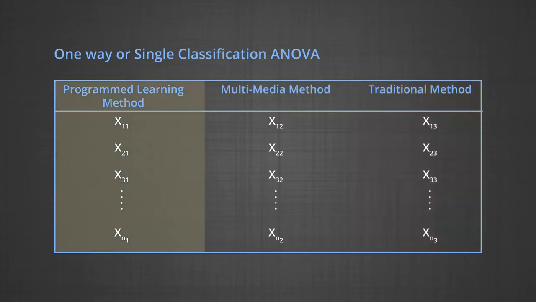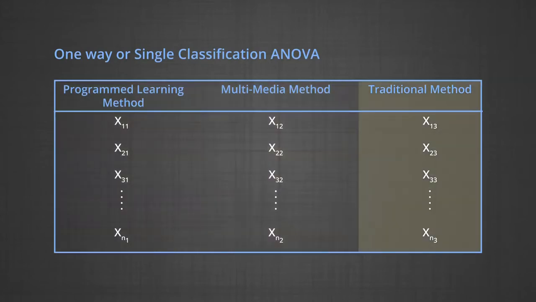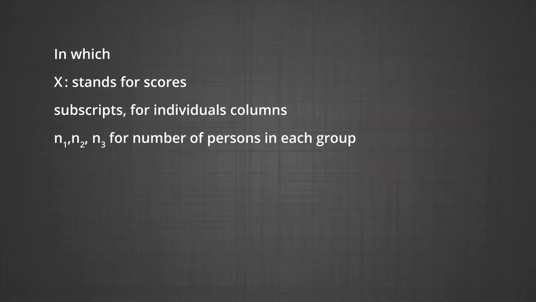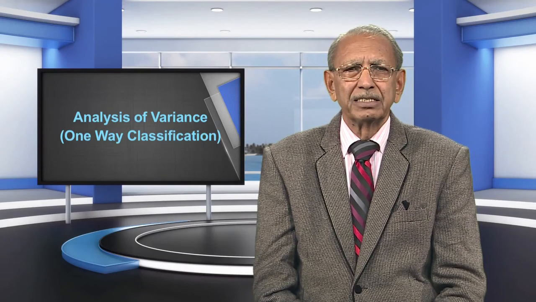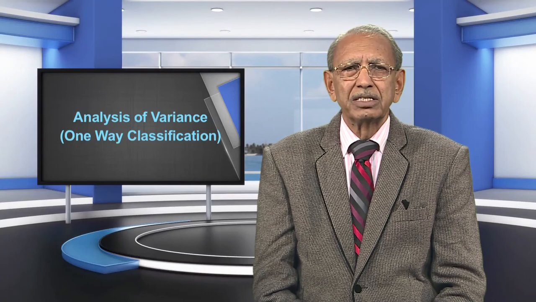This shows the first method, the second method, and the third method, which are program running method, multimedia method, and traditional method, in which X stands for the scores, subscripts for individual columns, and N1, N2, N3 for number of persons in each group. Dear students, now we are taking up the deviation score method, which is actually a method where we take deviations of the raw scores from the mean, and then we work out the further technique.